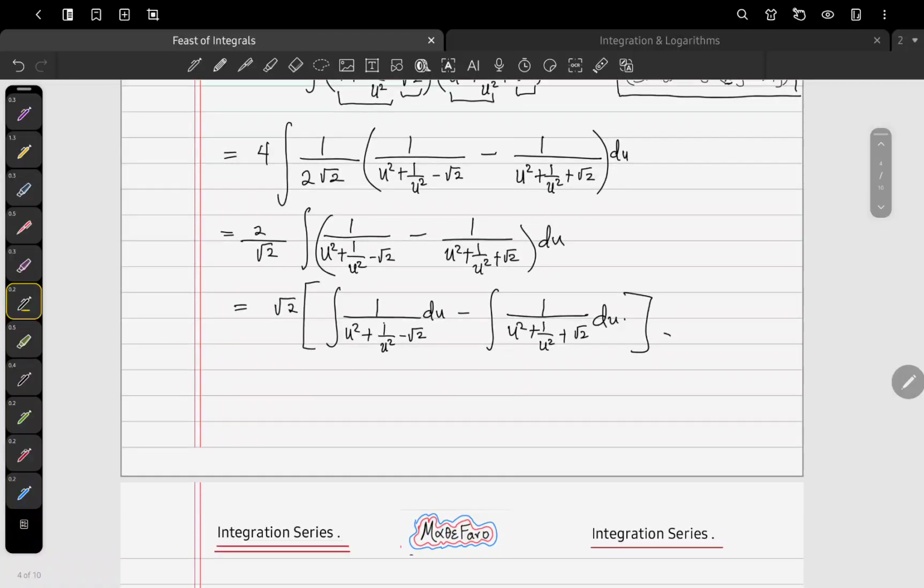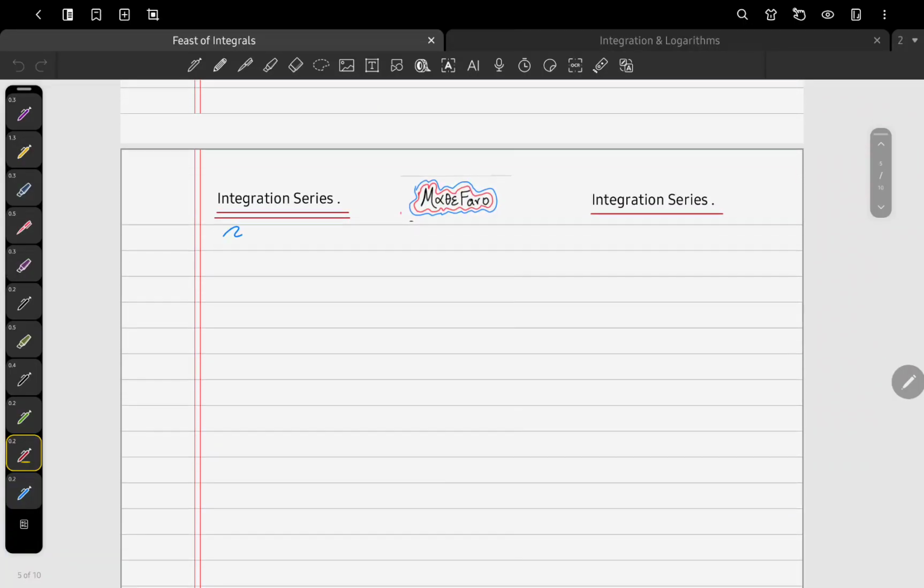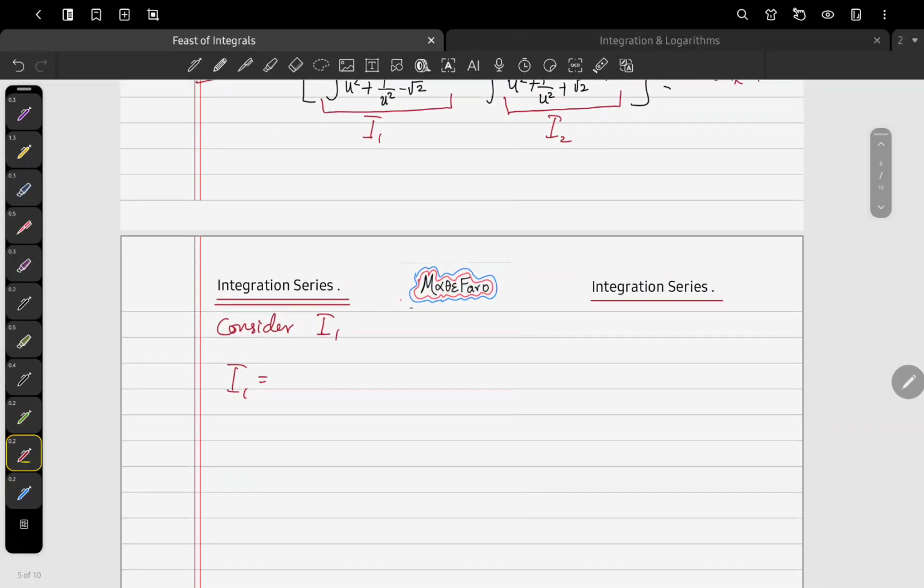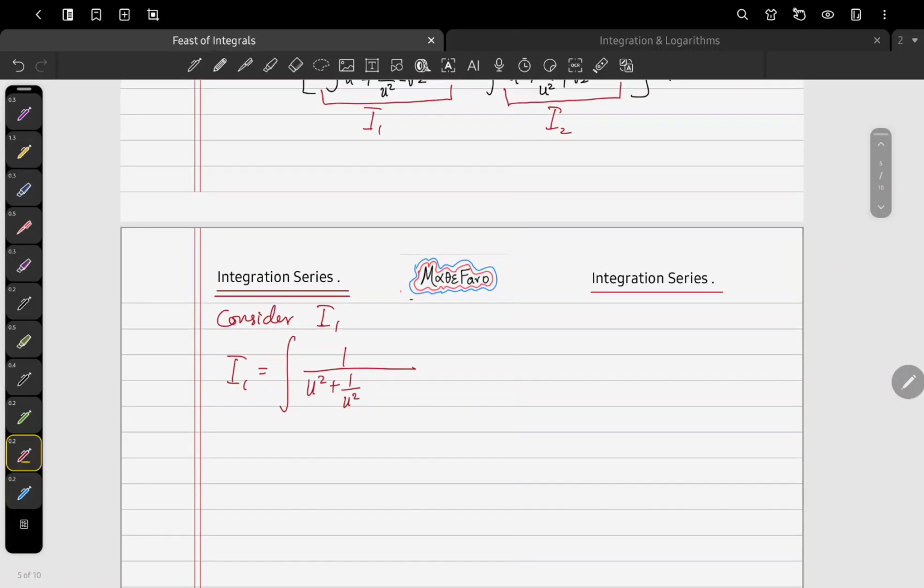So we've gotten to a place where we can name our integral. So let's call this I1, or A as I usually like to do, and I2 or B. So let's pick both of them one by one. So this is where we'll hang this for now. So let's consider I1. So I1 is equal to the integral of 1 over u squared plus 1 over u squared minus root 2 du.